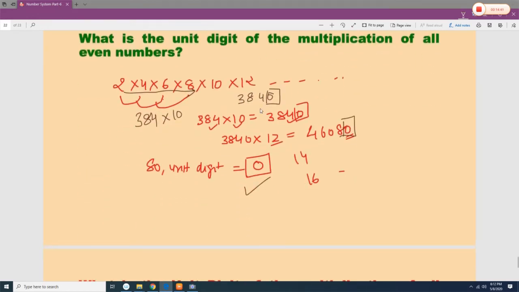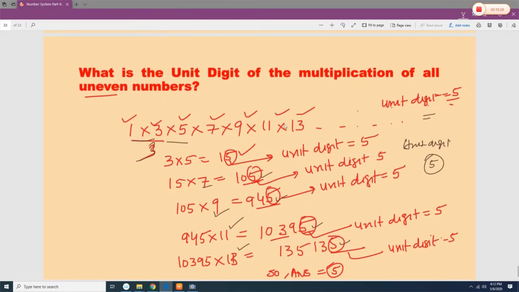What is the unit digit of the multiplication of all even numbers? So 2 into 4 into 6 into 8 into 10 into 12, dot dot dot to infinity. So 2 into 4 is 8, 8 into 6 is 48, 48 into 8 is 384, 384 into 10 is 3840. After that, whatever the number you multiply, it is always 0 at the unit digit. So 3840 multiplied by 12 comes to 46080, so 0. Whatever the number you multiply after 3840, the unit digit is going to be 0. So the answer is 0.